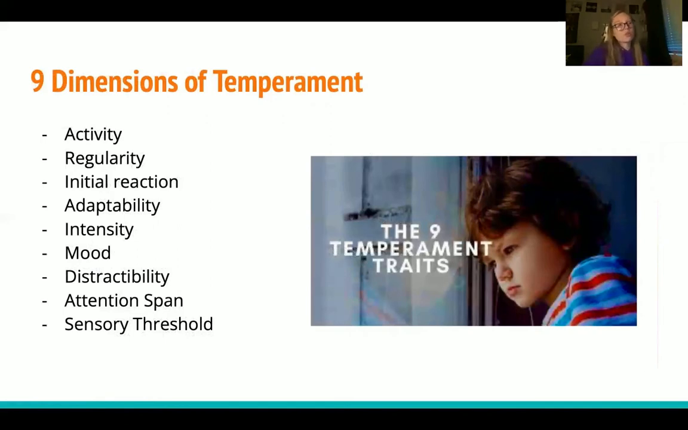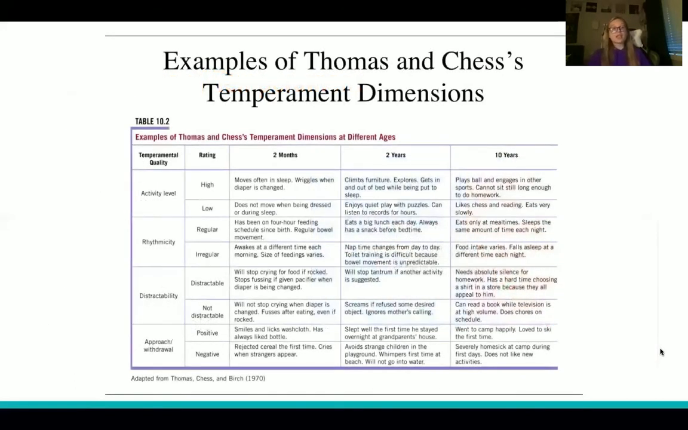Thomas and Chess also created 9 dimensions of temperament. They are activity, regularity, initial reaction, adaptability, intensity, mood, distractibility, attention span, and sensory threshold. These next 2 slides go a little more into detail about their dimensions of temperament. I won't talk about it too much, but mostly these first 2 columns, the 2 months and the 2 years, pertain most to what we are examining.